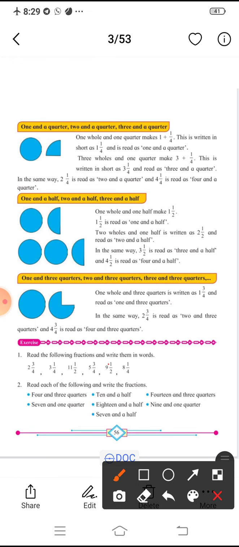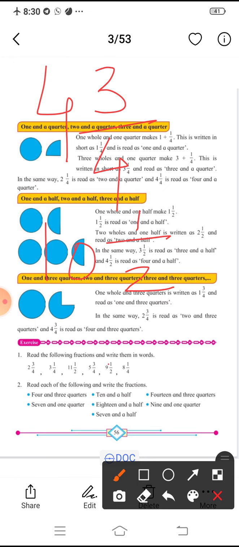Now in the second question, read each of the following and write the fraction. Now they have given it in words, we have to write it as a fraction. First one is 4 and 3 quarter. Next one is 10 and a half. How will we write 10 and half? Half. Correct? Next one is 14 and 3 quarter. Easy na?